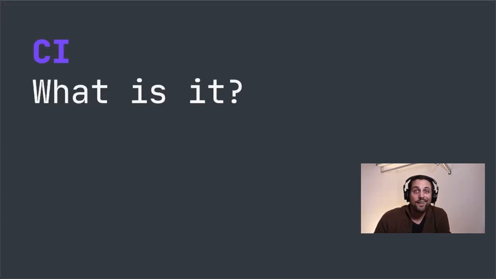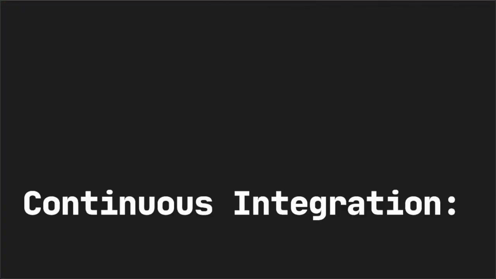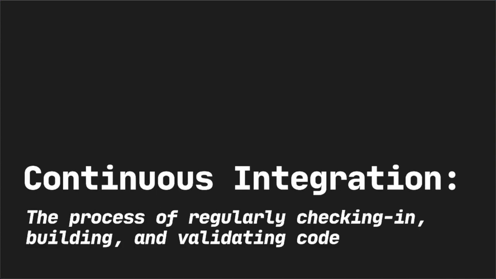Now, CI, what exactly is CI? Well, CI stands for continuous integration, which is really just a process of regularly checking in, building, and validating your code. I like to think of it as consistently building the right thing at the right time. We want to avoid situations where something builds and works correctly on your local development machine, but maybe doesn't build and work correctly for another developer on your team.